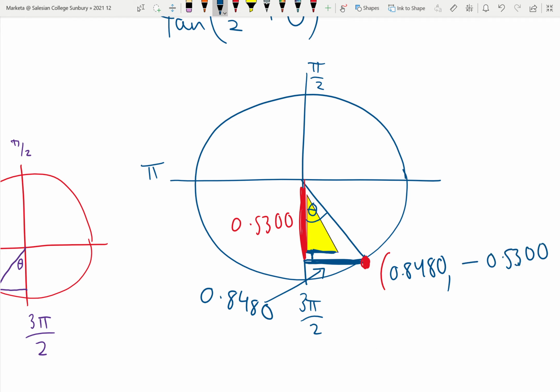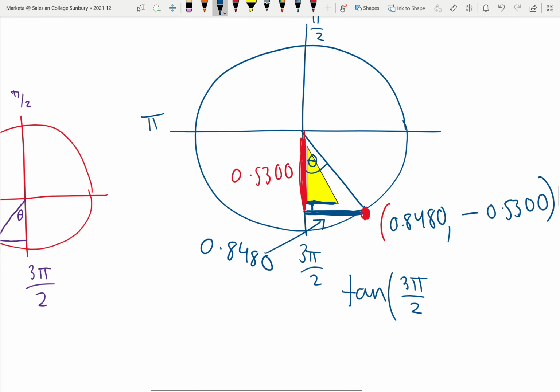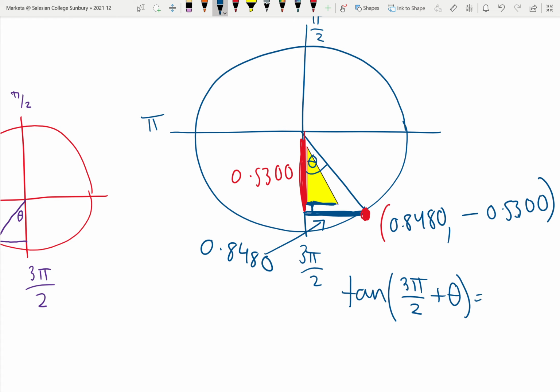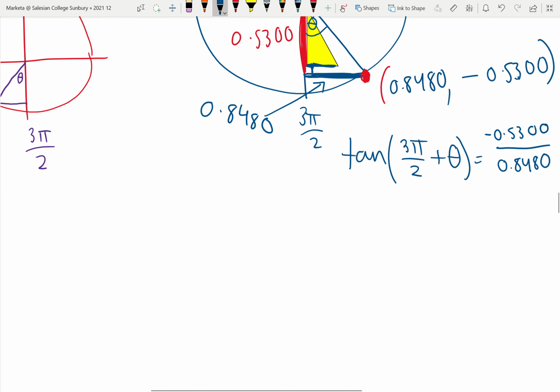So that's going to be negative 0.5300. And now we can say tan of 3 pi on 2 plus theta is going to be the sine. So our sine value, we said, was negative 0.5300 over our cos value, which is positive 0.8480. So we can already see that the value is going to be negative. So tan of 3 pi on 2 plus theta equals, and you just do that on CAS, it's going to be negative 0.6250.